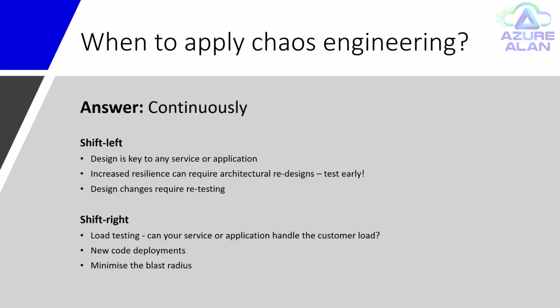So when should chaos engineering be applied? The answer to this is continuously. There's no right or wrong time to do this. You should really do this throughout your development lifecycle. There's two lines of thought here. There's shift left and shift right.